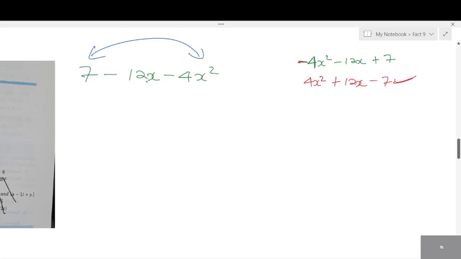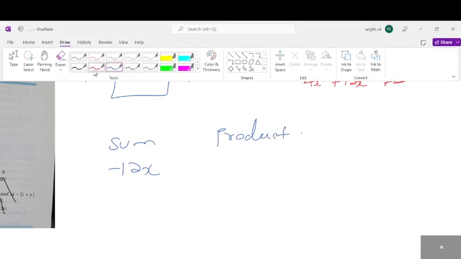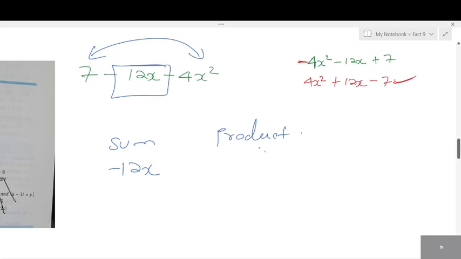Remember, the degree 1 term should always be in between. Sum should always be in between. 12x minus 12x. Product. What is the product, Delicia? What is the product here? Multiply the first and last. Be quick. What is the product?